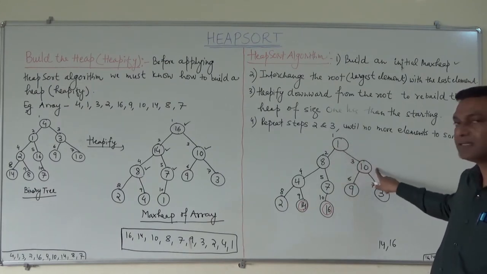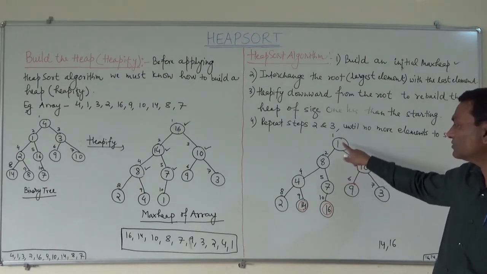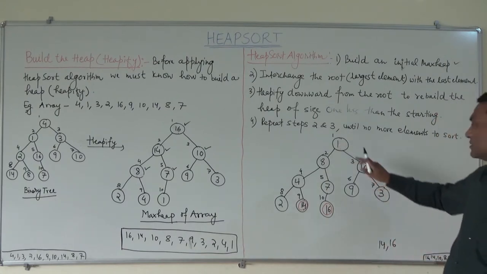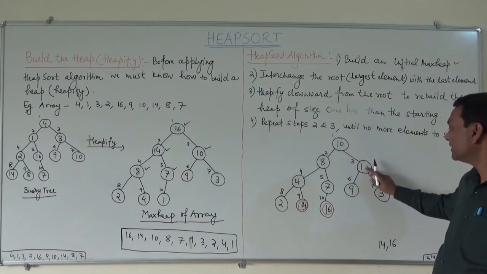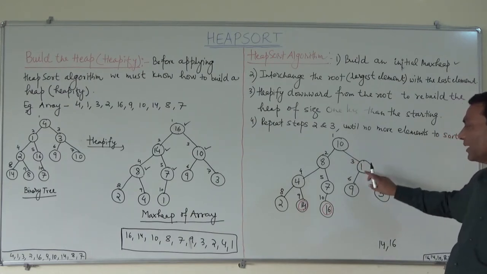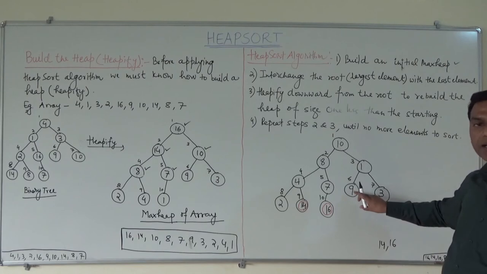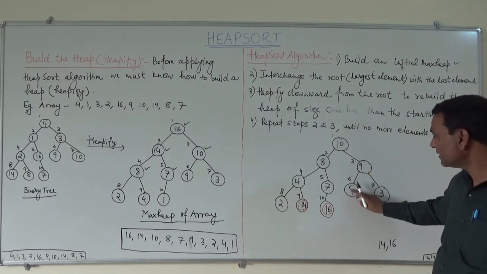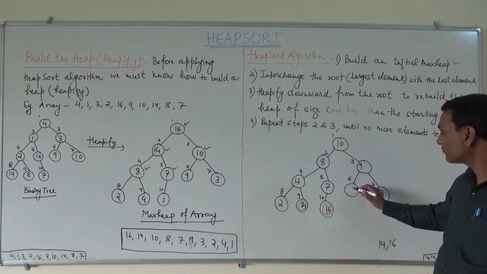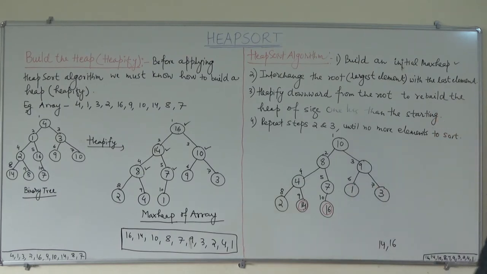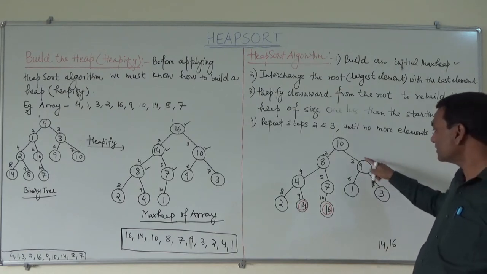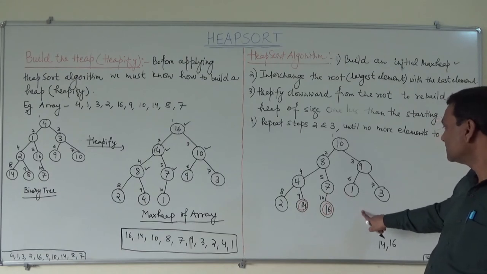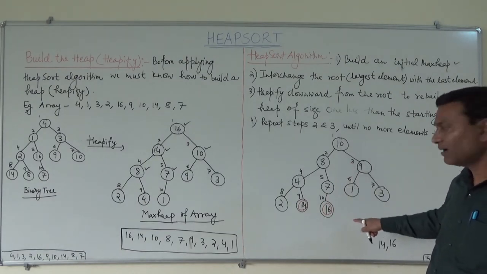less than 8 and 10. So now this 1 and 10 should be interchanged. So this will be 10 and this will be 1. Now again this 1 is less than 3 and 9. So 1 and 9 should be interchanged. So this will be 9 and this will be 1. Now it is okay. This is also okay, and these are also okay. So we can say that this is the max heap now.